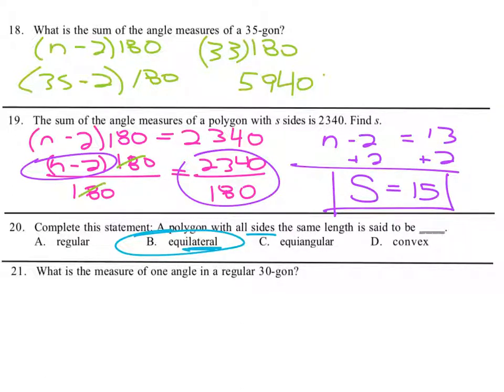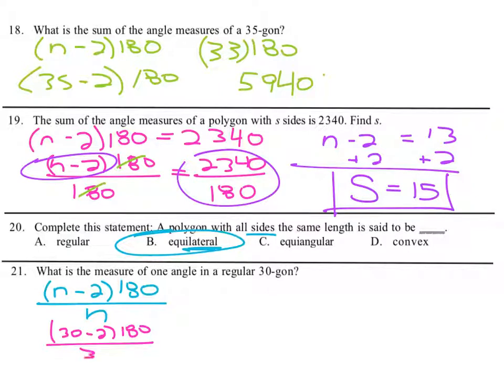Okay, and what is the measure of one angle in a 30-gon? You should know that if we find n minus 2 times 180, we get the total number of degrees. And then if it has 30 sides, it's also got 30 angles. So then we're going to divide that by the exact same number of sides. So what does that look like? Let me change the color so it's easier to see. So then you get 30 minus 2 times 180 divided by 30, or 28 times 180 divided by 30.